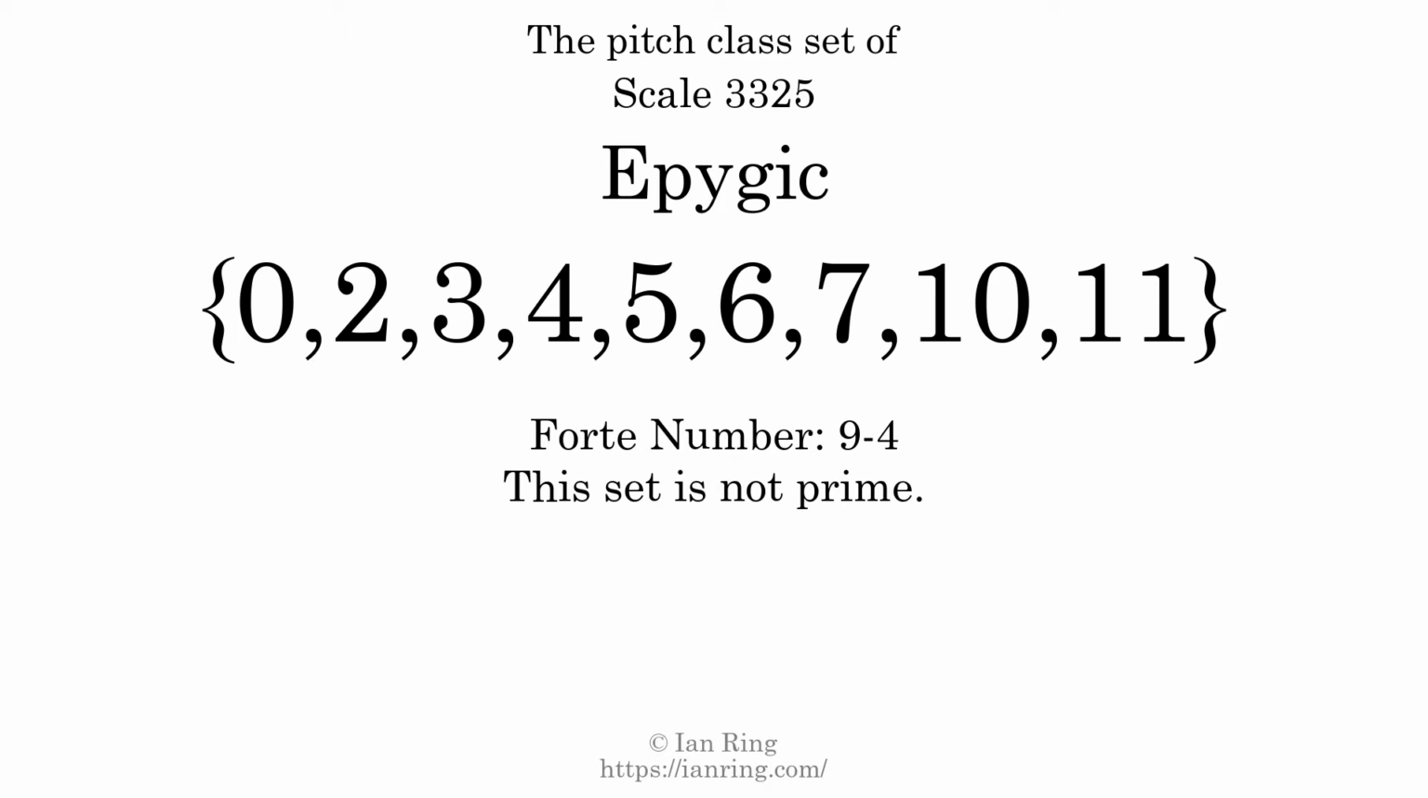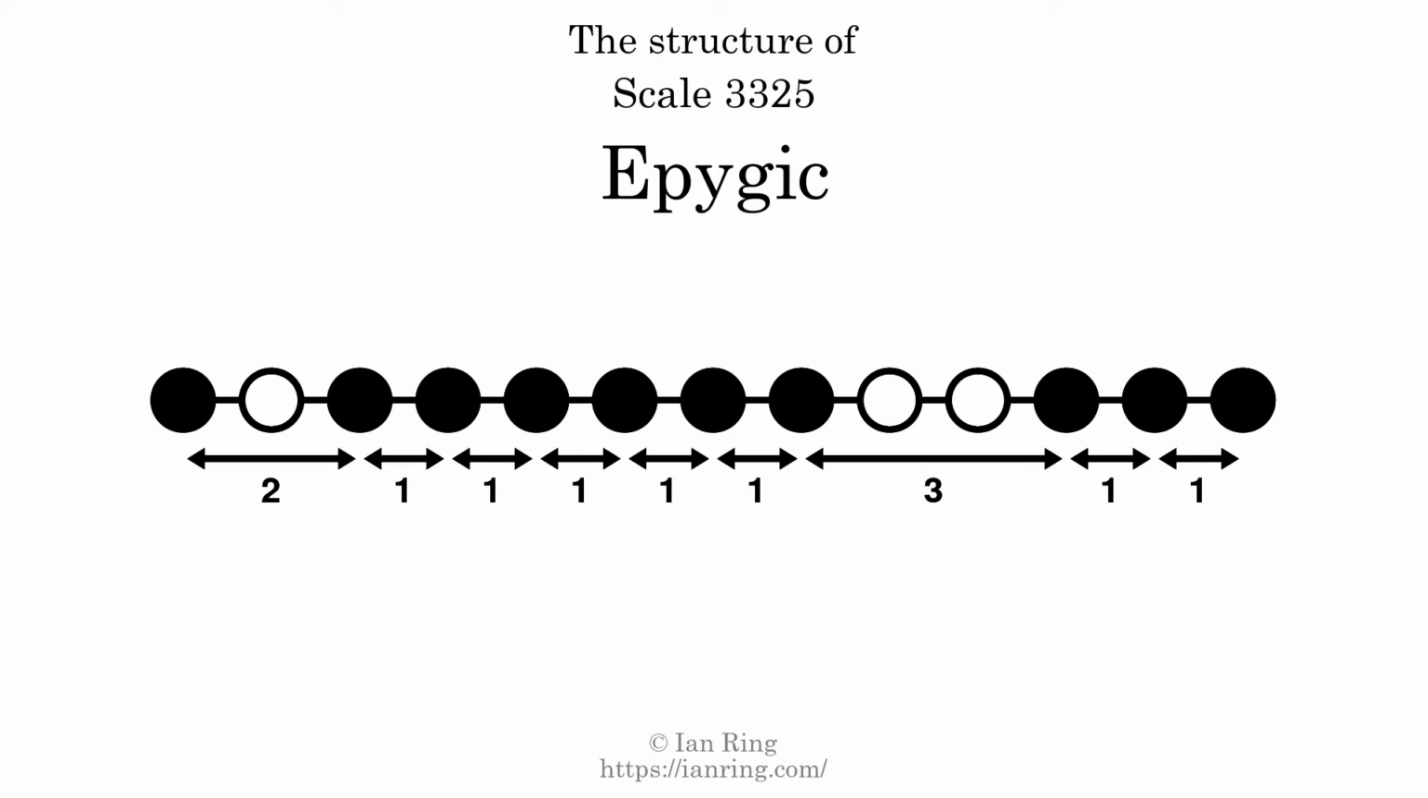The forte class is 9-4. This set is not prime. The structure of a scale is a description of the interval distance between each successive tone. This scale has a structure of 2-1-1-1-1-1-3-1-1.